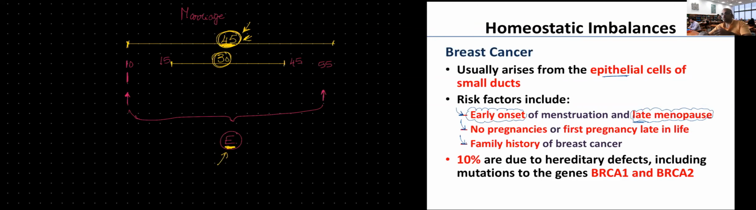So what is the most common reason for divorce? It's marriage. So if who has the lowest risk for developing breast cancer?